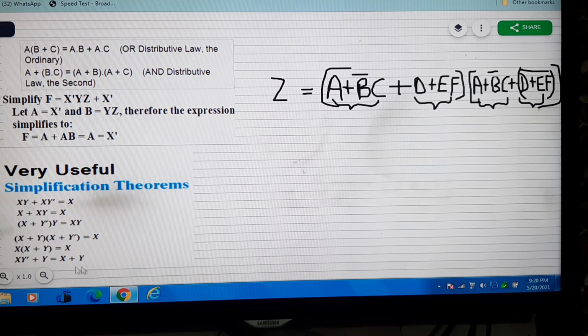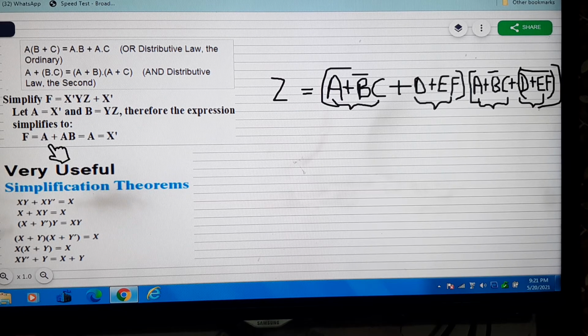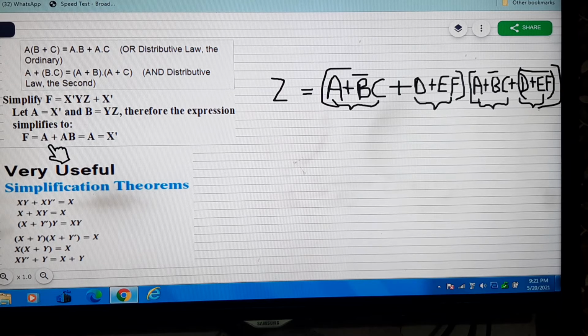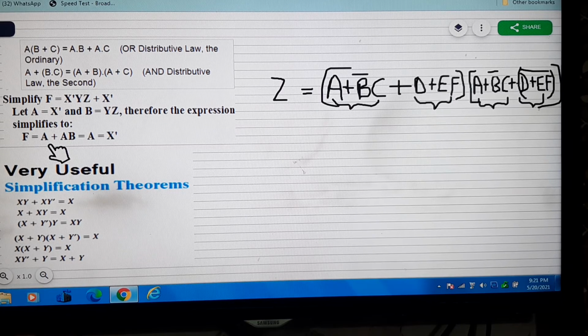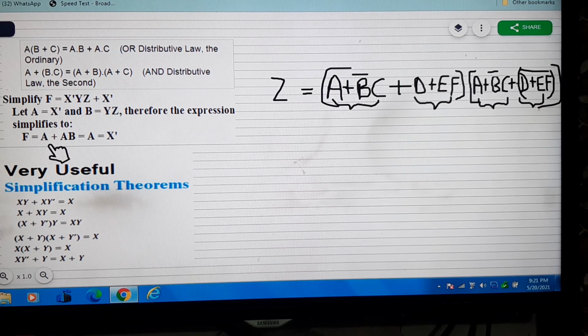These are very useful simplification theorems. Or in another way, if we want to simplify a plus ab, we can take a common, so that the expression becomes a times (1 plus b), and 1 plus b is always equal to 1, so the expression becomes f is equal to a dot 1, or f is equal to a, or is equal to x bar. This is how we can simplify the expression.